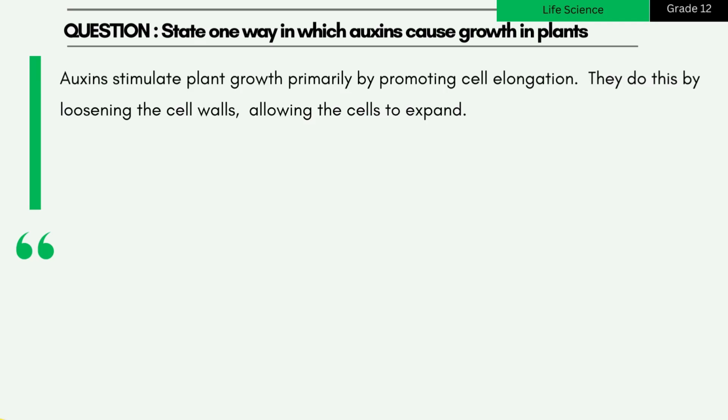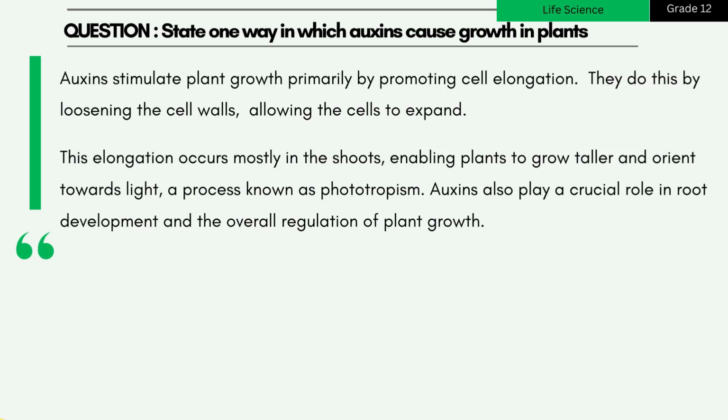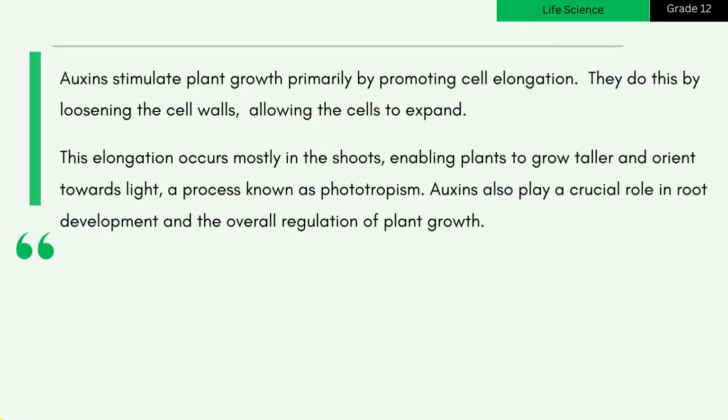Question: state one way in which auxins cause growth in plants. Auxins stimulate plant growth primarily by promoting cell elongation. They do this by loosening the cell walls, allowing the cells to expand. This elongation occurs mostly in the shoots, enabling plants to grow taller and orient towards light, a process known as phototropism. Auxins also play a crucial role in root development and the overall regulation of plant growth.